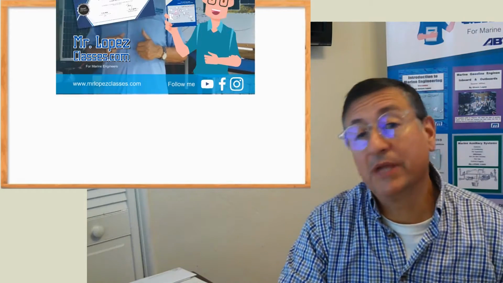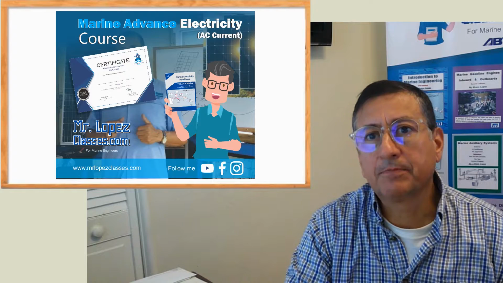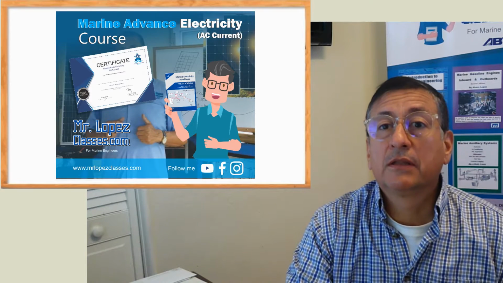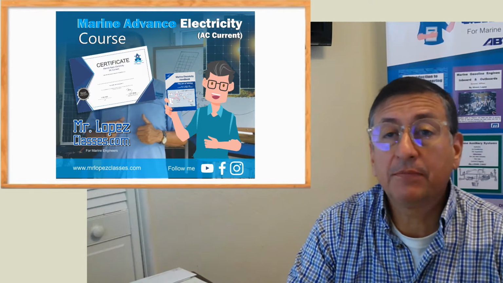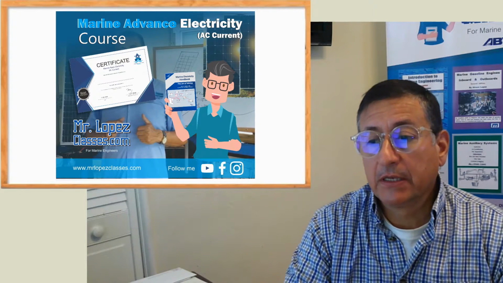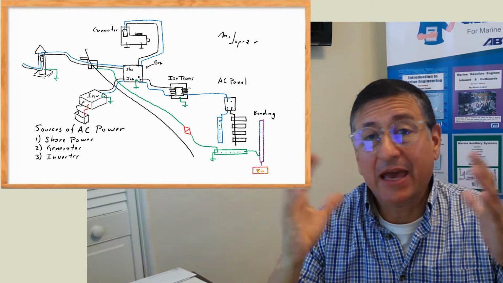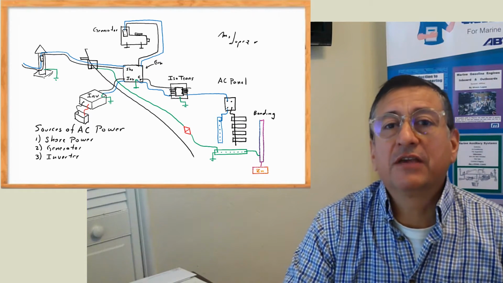Hi guys, today we start a new class of advanced electricity. This is the second course of electricity. The first one was DC current, and the second one, advanced electricity, is related with the AC current. Only the AC current, the sources of AC current.